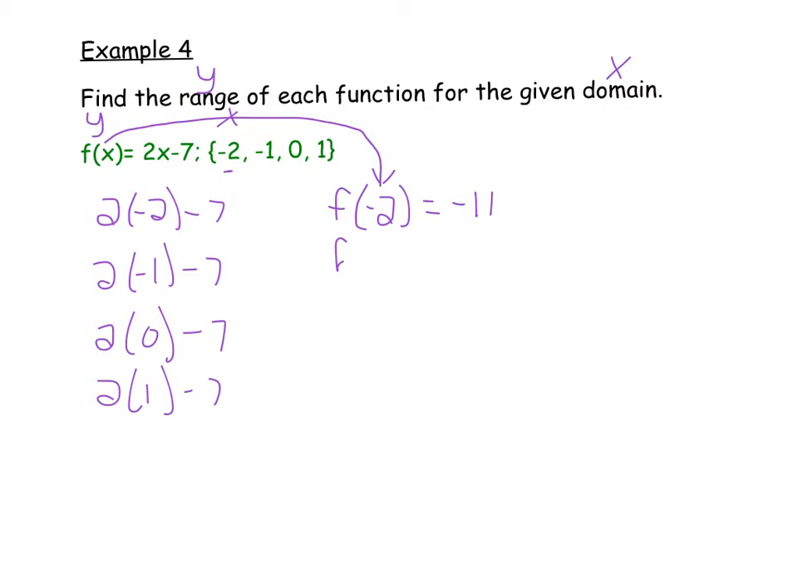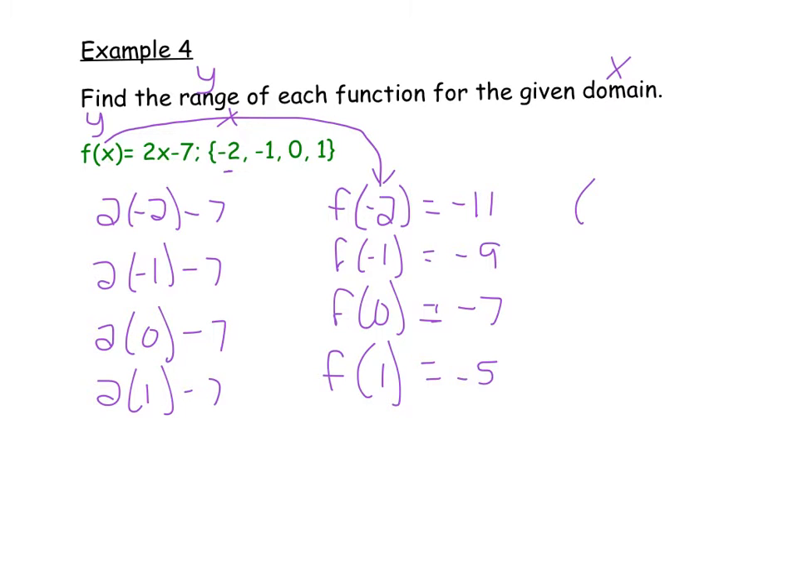When x was -1, y was -2 minus 7, which is -9. When x was 0, y was negative 7. And when x was 1, y was negative 5. So if you ever see notation like this, you can pull out those ordered pairs. Here's my ordered pair. Negative 2, my input was negative 2, and my output was negative 11. My input was negative 1, my output was negative 9, etc., etc.